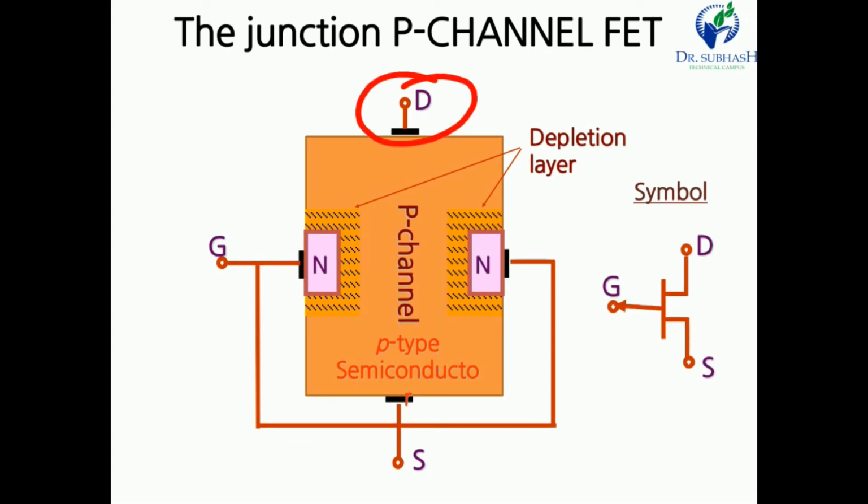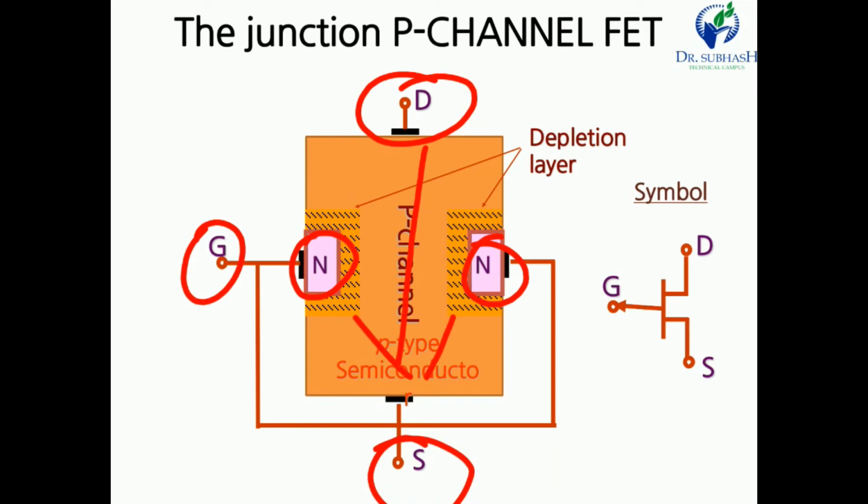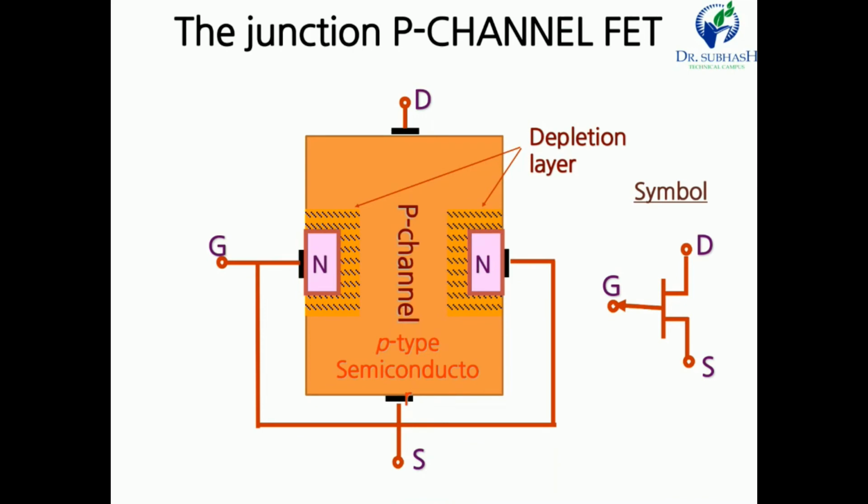Here the upper terminal is drain, then gate and source, and this N type region is the gate region, and this is the channel. Here the channel is made up of P type semiconductor, and in between these two gates there is a channel. This is also the channel width, and when the channel width decreases, the current also decreases. But you have to remember the current is due to only holes because this is the P channel JFET. If our channel is P channel, then only holes participate in the flow of current. This is the symbol of the P channel JFET.